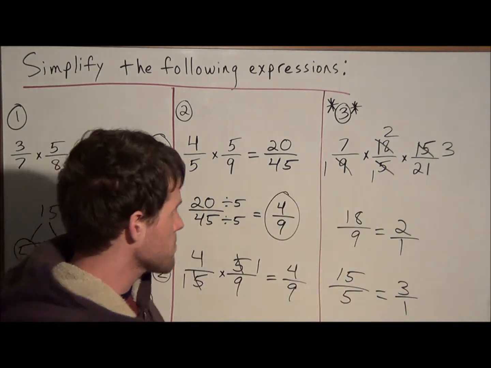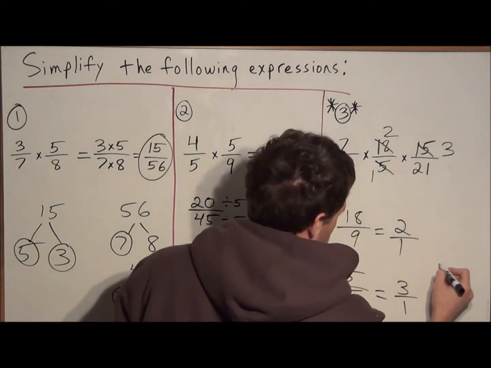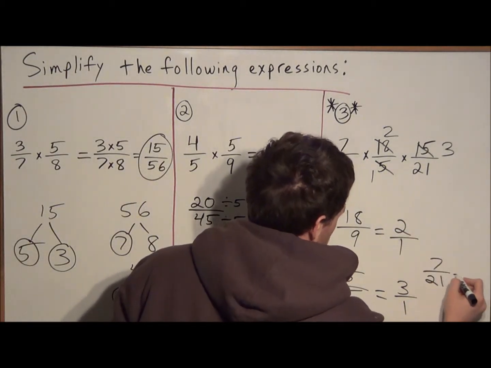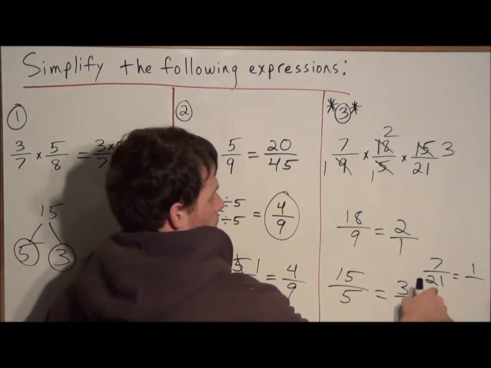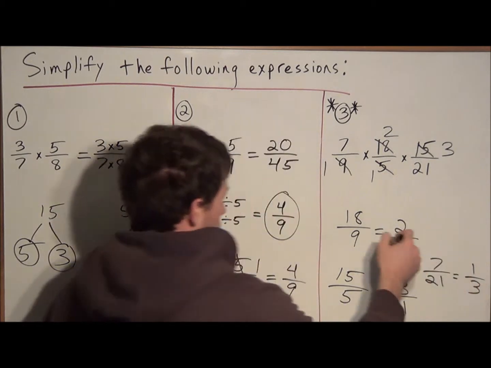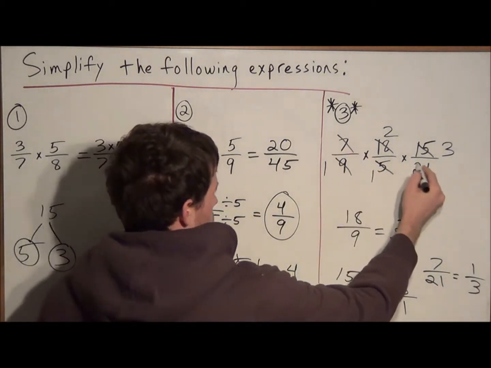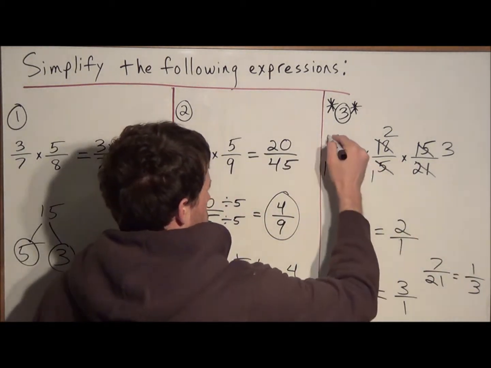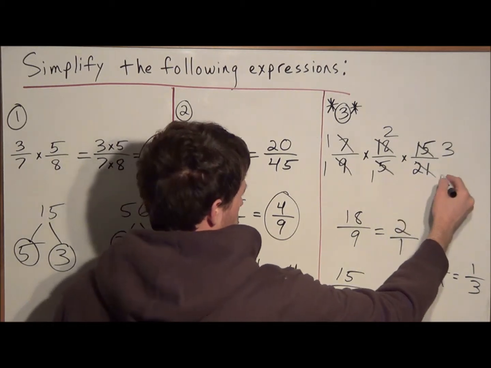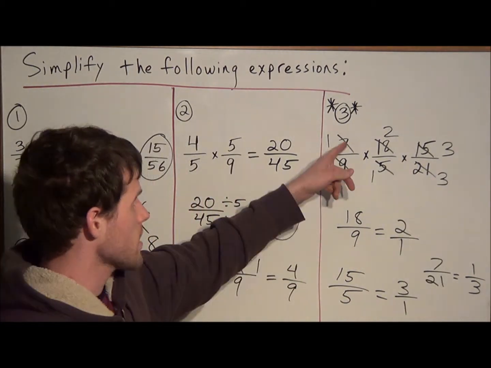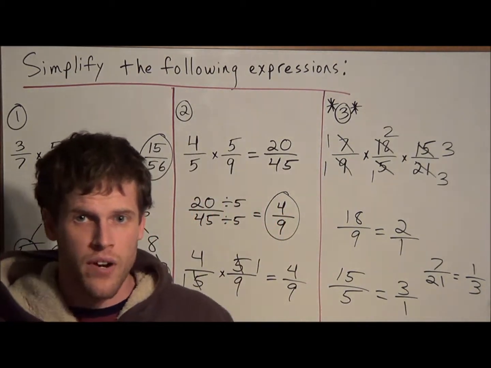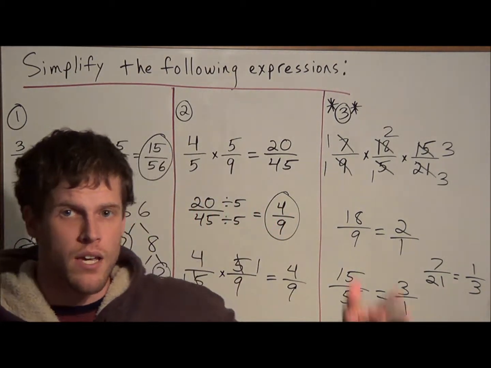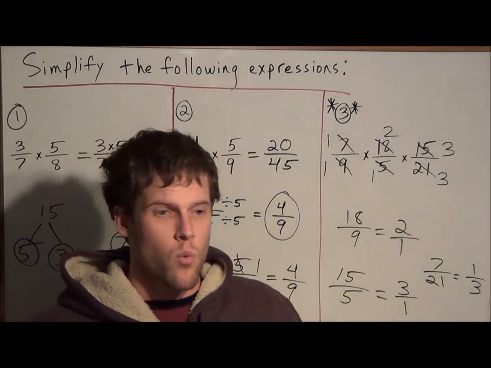And now we're going to do the same thing with the last pair, 7 and 21. 7 over 21, if we divide the numerator by 7, we get 1. If we divide the denominator by 7, we get 3. So we could cross out 7 and 21. 7 we're going to replace with 1. 21 we're going to replace with 3. Once again, 7 divided by 7 is 1. 21 divided by 7 is 3. So reducing fractions is a really important concept. It makes multiplying fractions way easier.